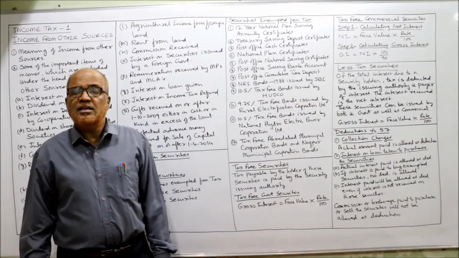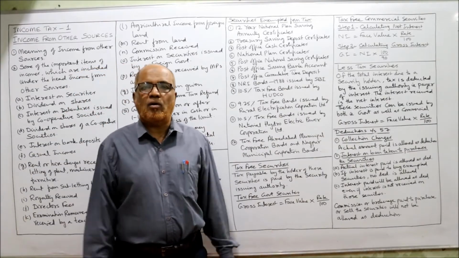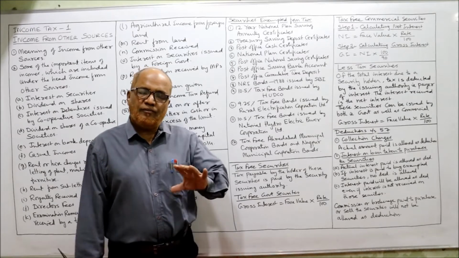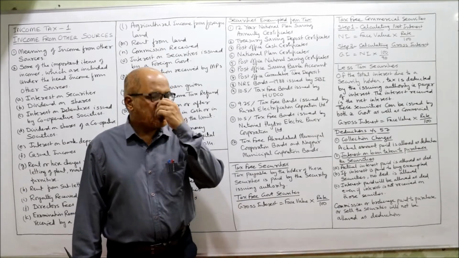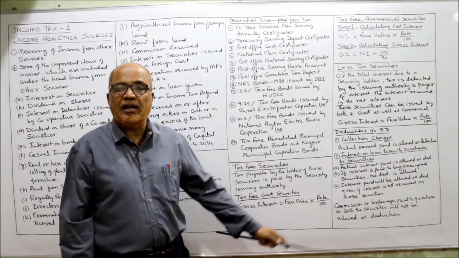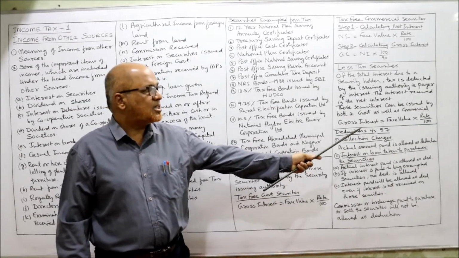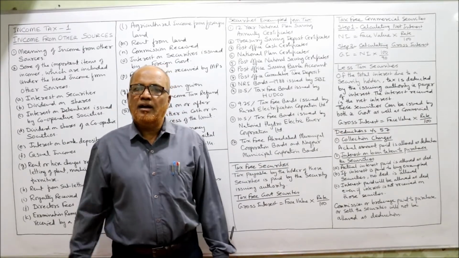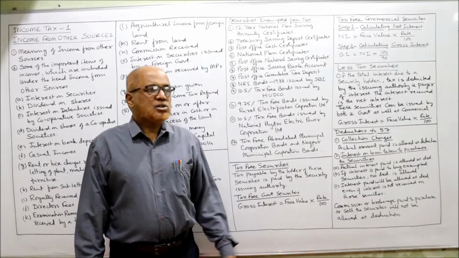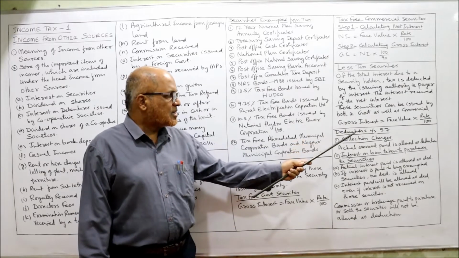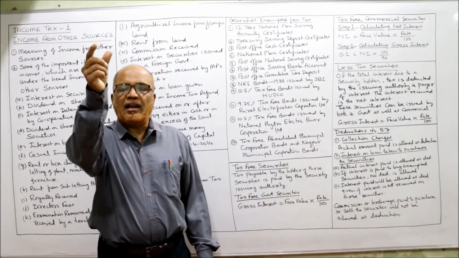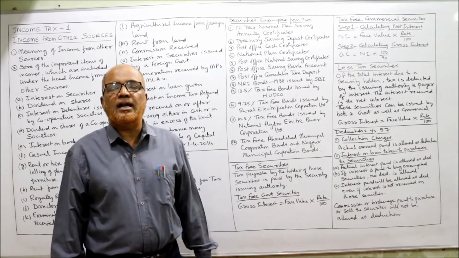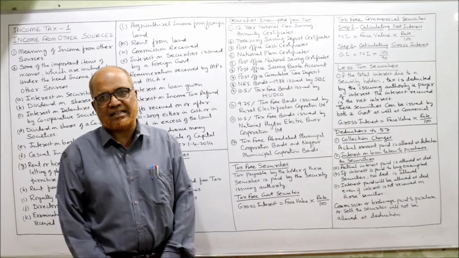This less tax security may be issued either by the government or by commercial companies. So whether it is a government security or a commercial security, if it is a less tax security, only one step: gross interest is equal to face value into rate by 100. So the simple formula will apply to calculate gross interest. Now deductions. After calculating all the interest on securities, deductions are allowed under section 57 of the Income Tax Act.